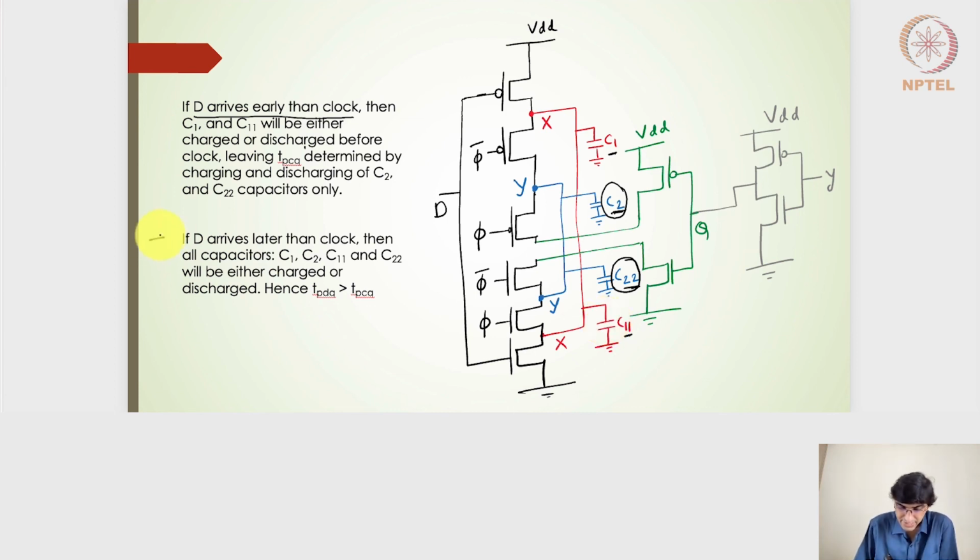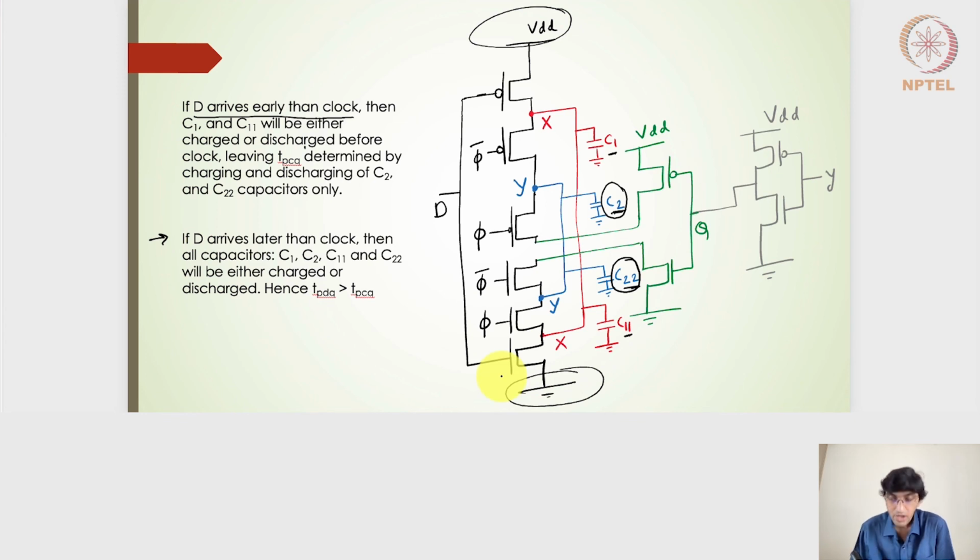But in the other case, if D arrives later, then the clock, although the clock has arrived earlier, even so the C2 charge will be shared by C1, but it doesn't go to VDD or to the ground. C2 will share with C1, C22 will share with C11, and vice versa. So if D arrives later, then it provides a source path of VDD or a sink path of ground.